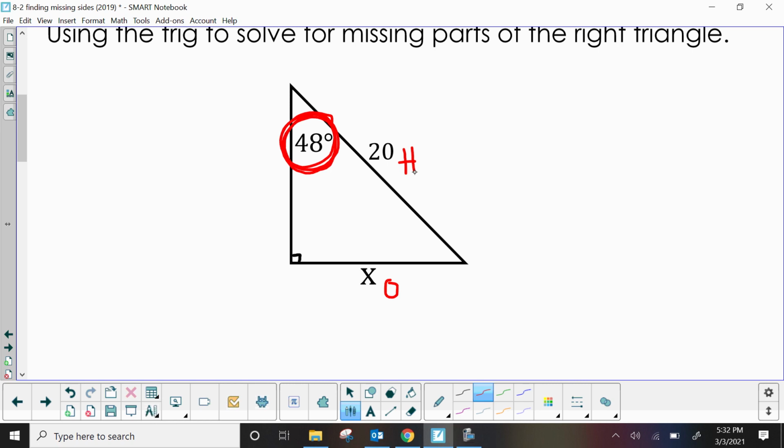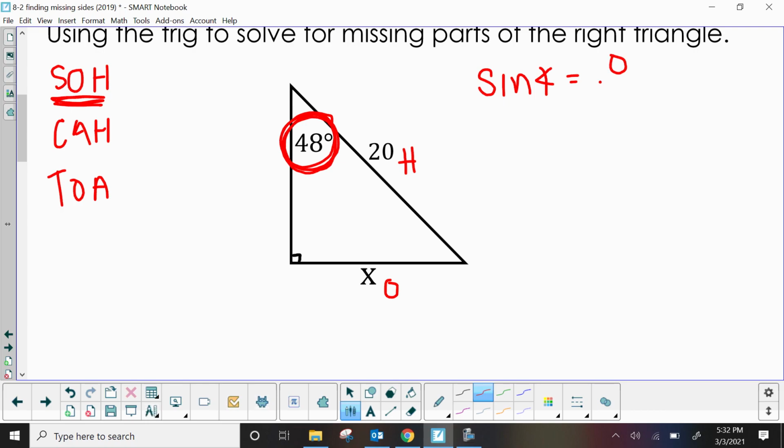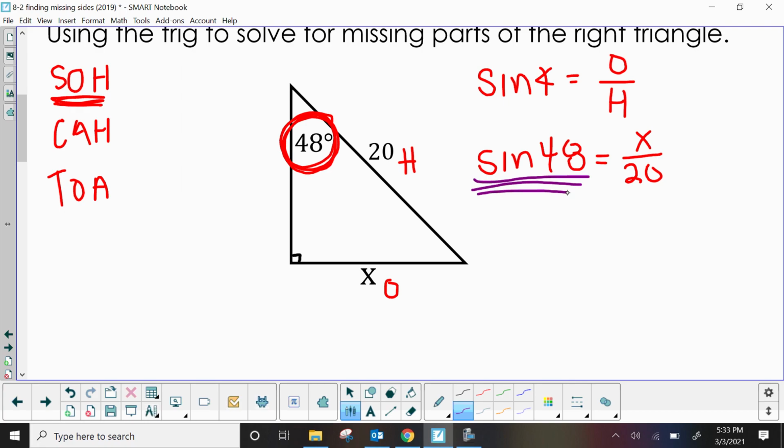Now, thinking of those trig functions again, SOH CAH TOA, which one deals with opposite and hypotenuse? That is the sine. And the rule is sine of an angle is equal to opposite over hypotenuse. So sine of the angle, 48 degrees, is equal to the opposite side over the hypotenuse. Now, this sine of 48, you cannot do without a calculator. This must be done in a calculator.